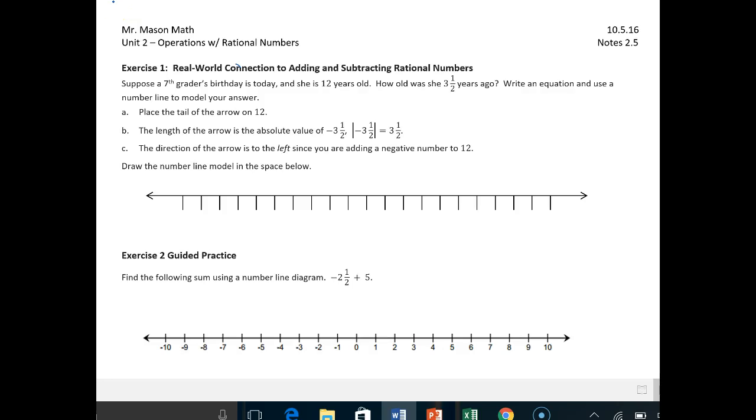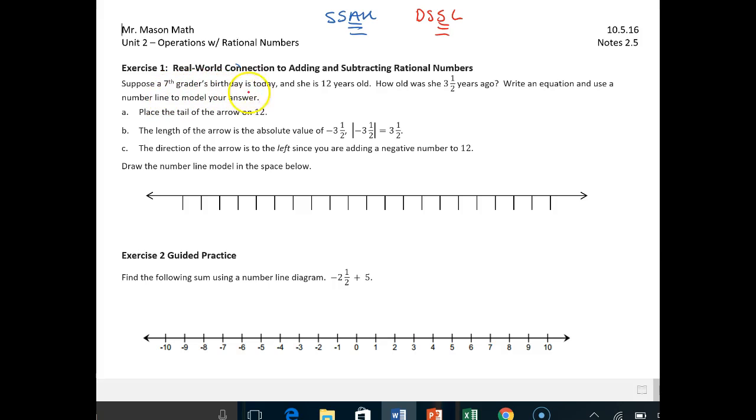Today we're going to take the integer rules that we learned this week, SSAK: same signs add, keep, and DSSL: different signs subtract, keep the sign of the larger, and apply those to rational numbers, so fractions, decimals, etc. So let's do exercise number 1.